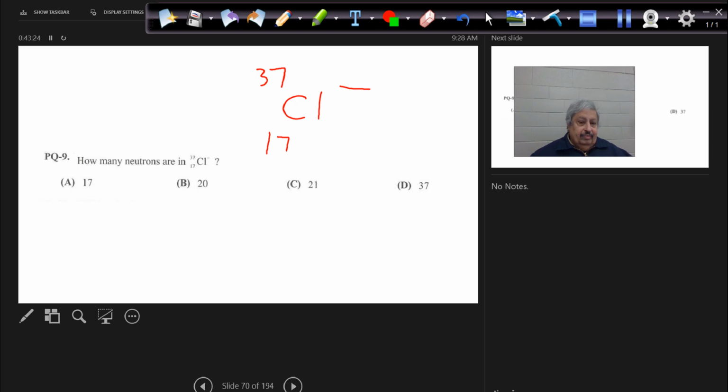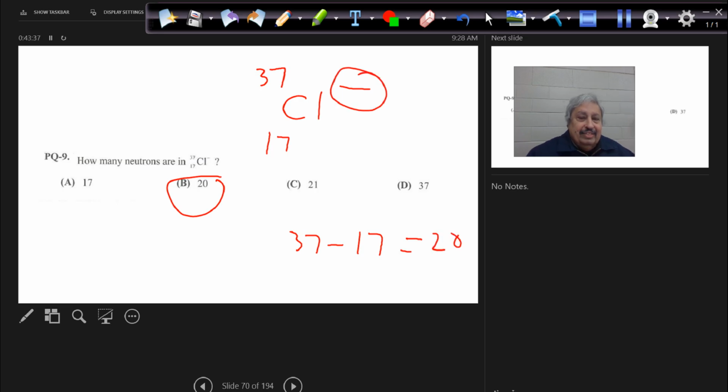Okay, so will be what? Yeah. The question is correct because 37 atomic mass minus atomic number, proton number, is 20. But how about the minus? Does adding electrons affect the number of neutrons? The answer is no. Are you following me here?